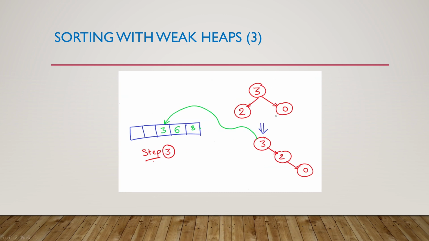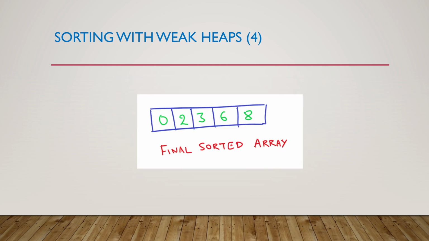Again, 3 2 0 is not a weak heap. We'll convert it, and that is pretty evident. 3 towards 2 towards 0, that is a weak heap, and this 3 will come on here, and the remaining two values are already following the weak heap property, and we can just put 0 and 2 to get the final sorted array. And that's it.